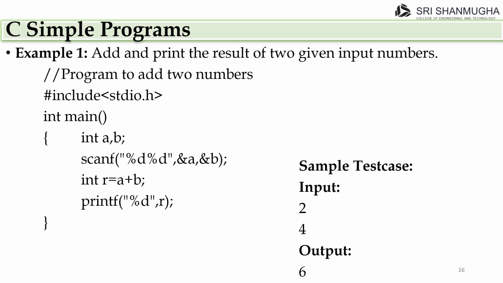See here, I am getting input from the user with the help of the scanf function. Because I am getting integer values, I mentioned the format specifier as %d. I am getting the a and b values from the user. Then I am doing an arithmetic operation, that is the addition operation. After adding a plus b, that value is stored in the variable r. Now I am printing this r value with the help of the printf function.